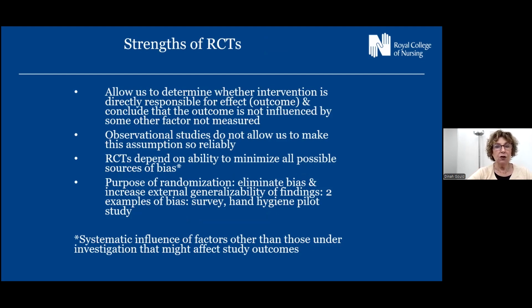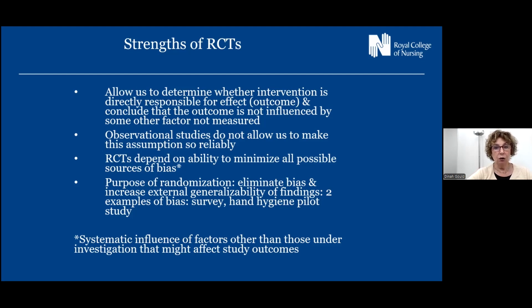Now, there are strengths associated with randomized controlled trials, and they allow us to determine whether the intervention is directly responsible for the effect it has on the outcome and conclude that the outcome isn't influenced by something that's going on at the same time that we haven't measured. Observational studies don't allow us to make this assumption so reliably, so they come lower down in the hierarchy.